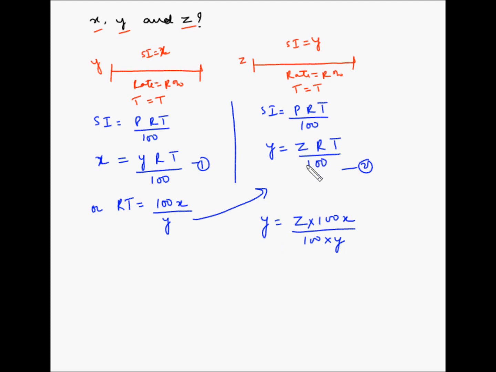So this is basically z multiplied by RT. So z multiplied by 100 times x, and then y was the denominator here which we brought down. So 100 multiplied by y. So we can bring this y on the other side, but before that let's cancel these 100. So y square, y multiplied by y is y square, is equal to x multiplied by z. So this is the relationship between x, y and z.